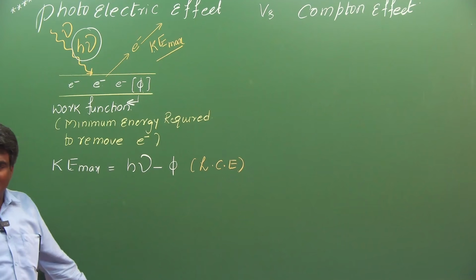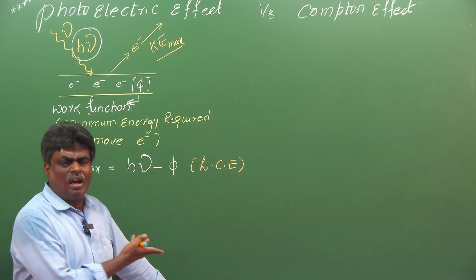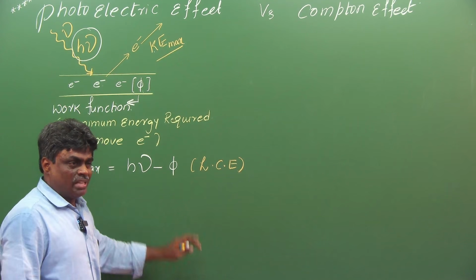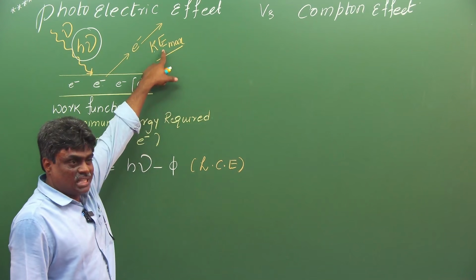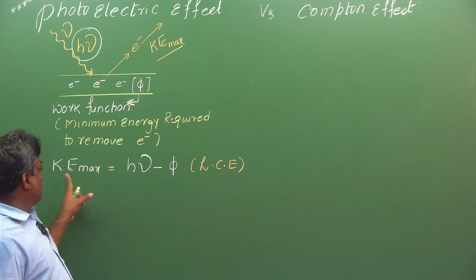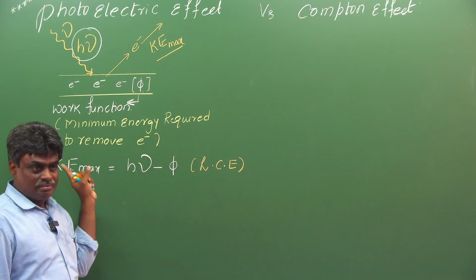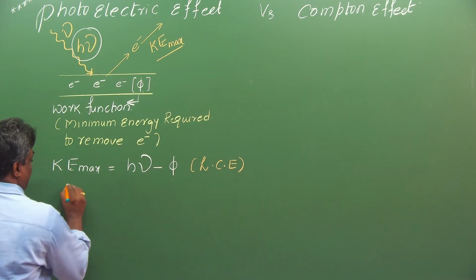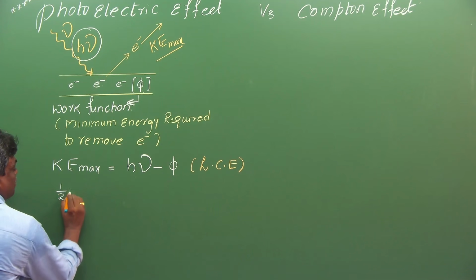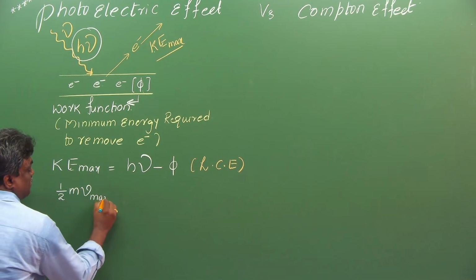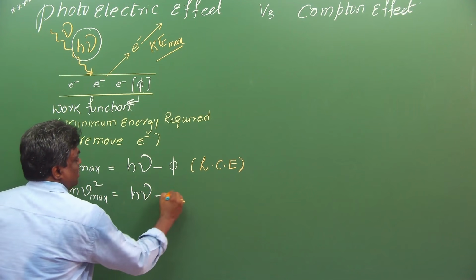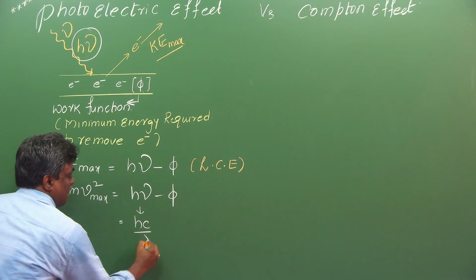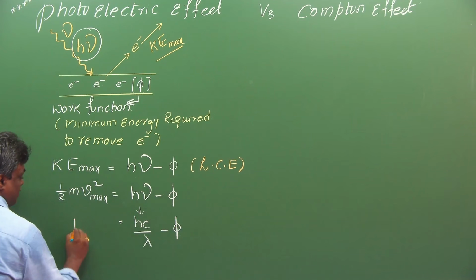The photoelectric effect equation is nothing but what? Law of conservation of energy. Whatever you are sending, it is utilized in two ways. One is the work function, another is the kinetic energy. That's why h nu equal to kinetic energy plus phi, or kinetic energy equal to h nu minus phi. Good. Wait a minute. And this can be written as half m velocity max square equal to h nu minus phi. Sometimes we will write this h nu as hc by lambda, phi. That's it.